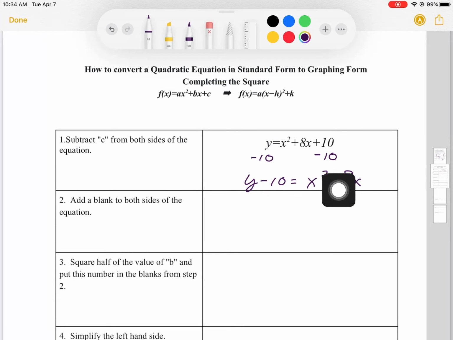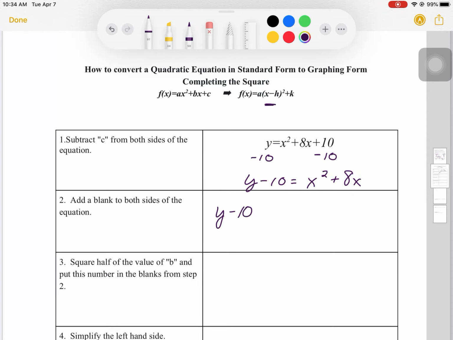Because what I want to do is take this right here and make it into a perfect square trinomial so that I can write it in this format: x plus something or x minus something, that quantity squared. If I create a perfect square trinomial over here, then I can do that. That's why it's called completing the square. So the next step would be to add a blank to both sides of the equation, because this is where we're going to complete the square.